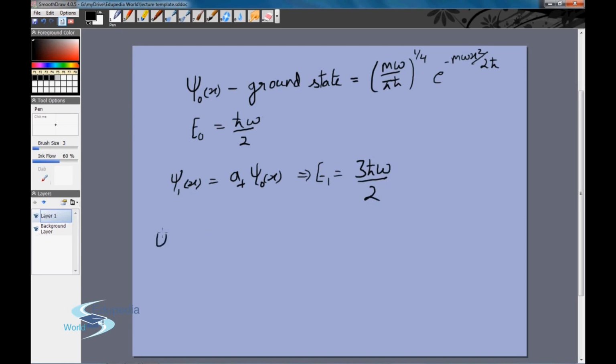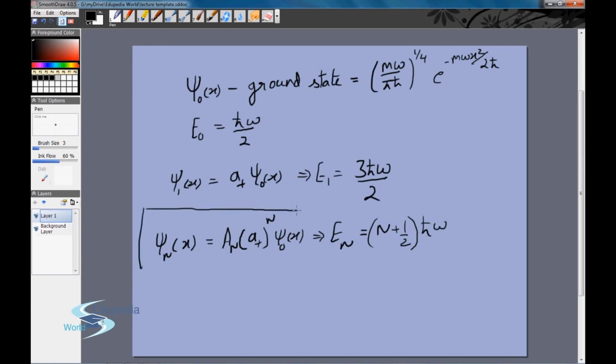and so on. The nth state wave function ψₙ(x) will simply be Aₙ, which is just the normalization constant, times a₊ to the power n. You have to apply the a₊ operator n times to ψ₀(x), and the energy Eₙ will be (n + 1/2)ħω. So that does it. We've been able to finally solve the Schrodinger equation for the harmonic oscillator.